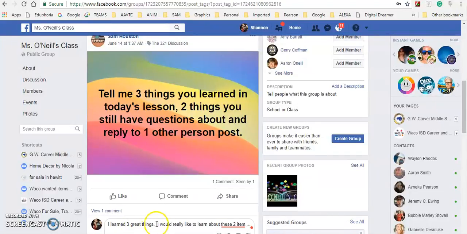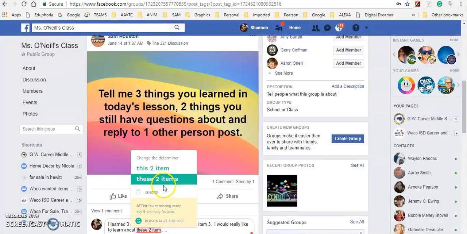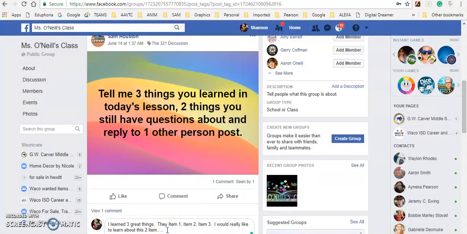I learned 3 things. I also need to put they are item, I'm having trouble spelling today, 1, item 2, item 3. And then the next section of the question, 2 things I've still not learned. I really would like to learn about these 2 items, and I would put my information here.